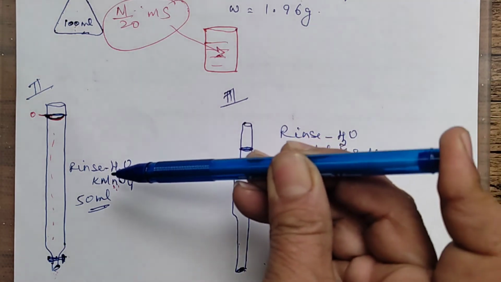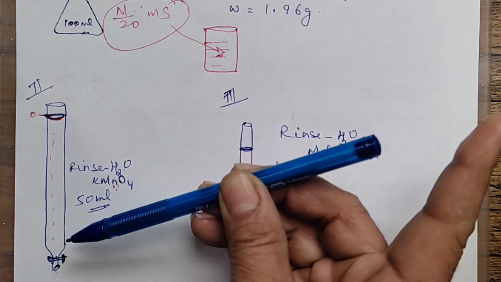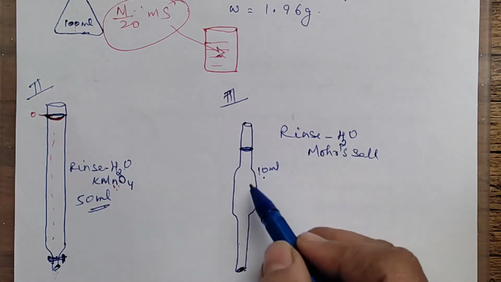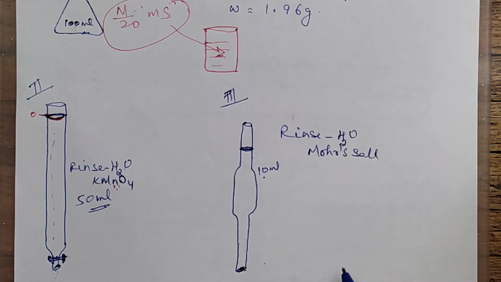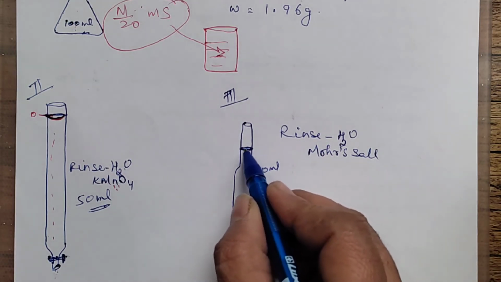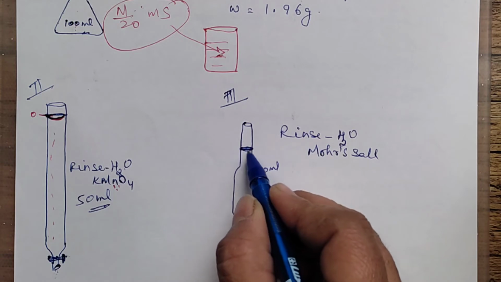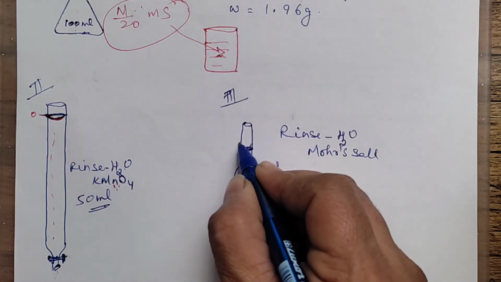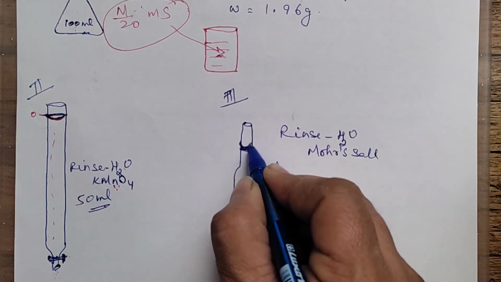And again, to remove the solution you have to lift this finger up. So this solution will go down. Water first rinsing, then rinsing this with Mohr salt solution. Fill this till here. Again the lower meniscus should be touching this line, since it's a clear solution. This is the marking. So lower should be touching till here.